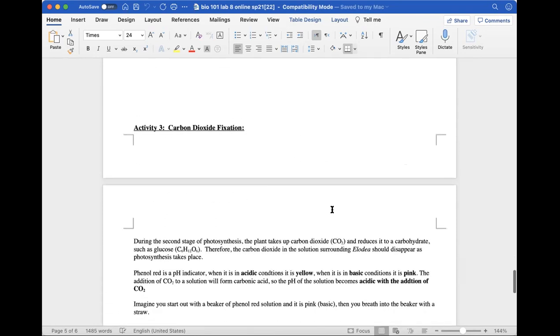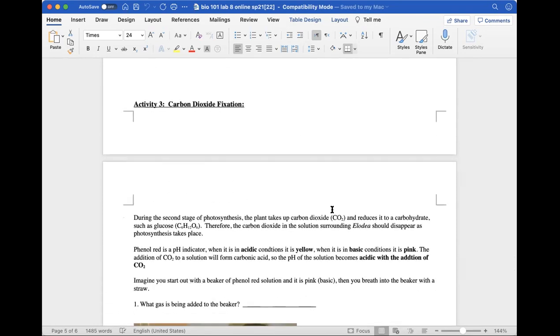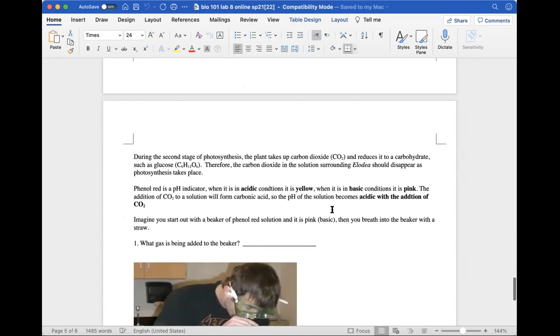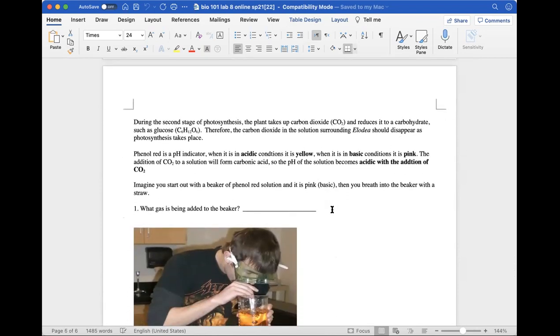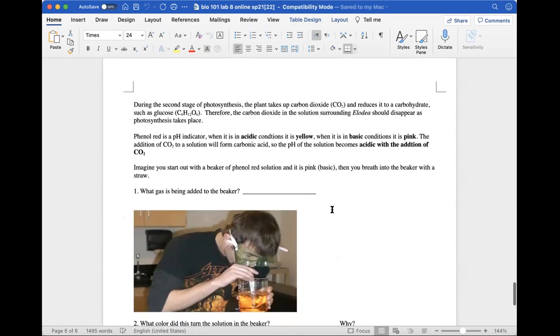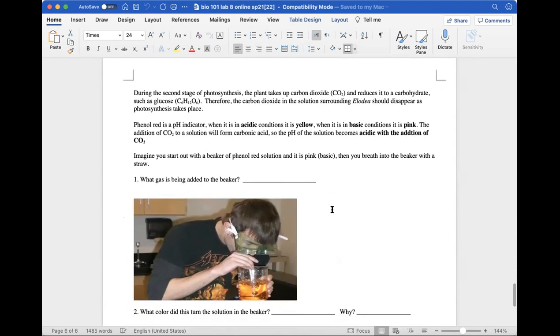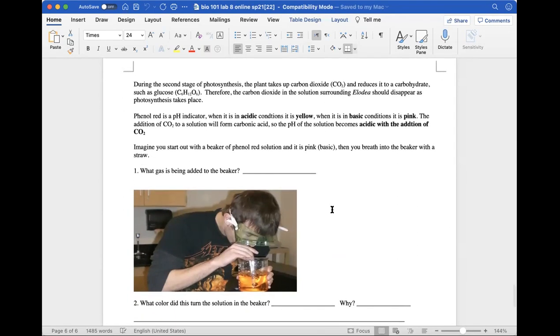Then there's one more activity, the carbon dioxide fixation. This is during the second stage of photosynthesis. The plant takes up carbon dioxide and reduces it to a carbohydrate like glucose. So the carbon dioxide in the solution surrounding the Elodea should disappear as photosynthesis takes place.